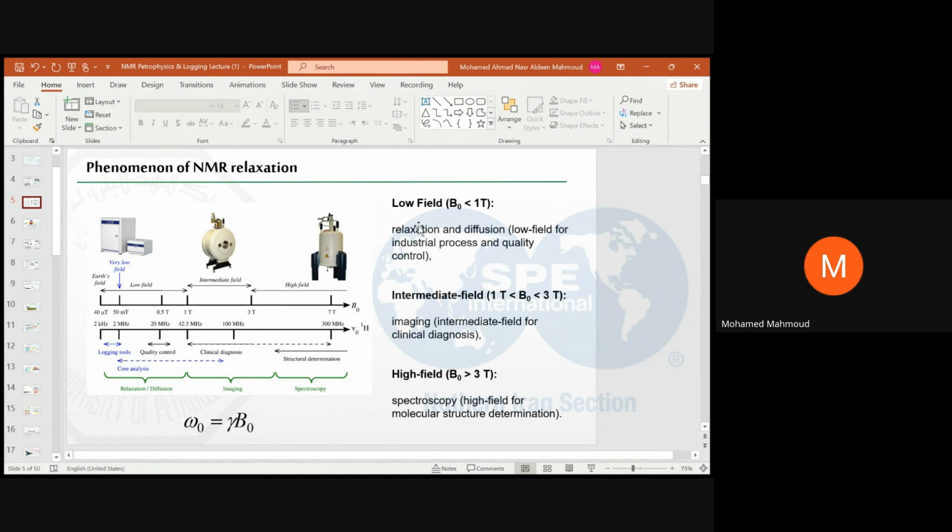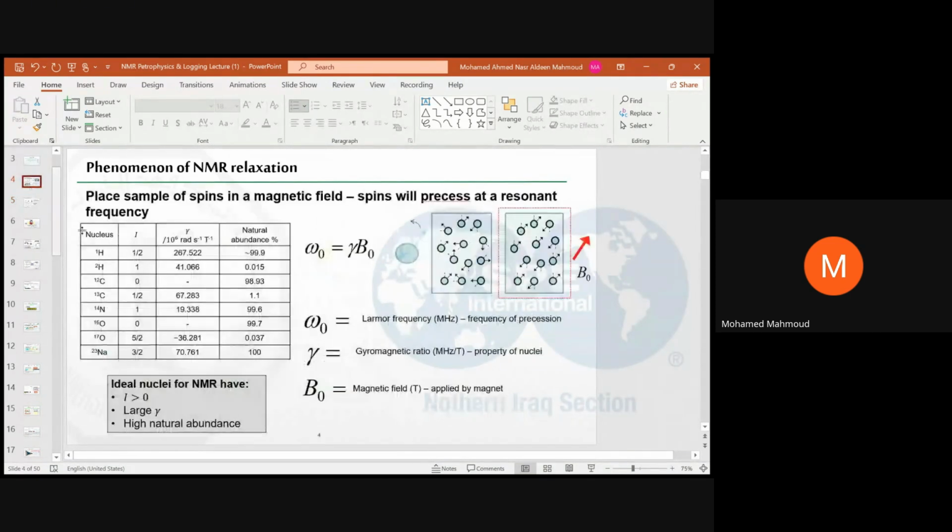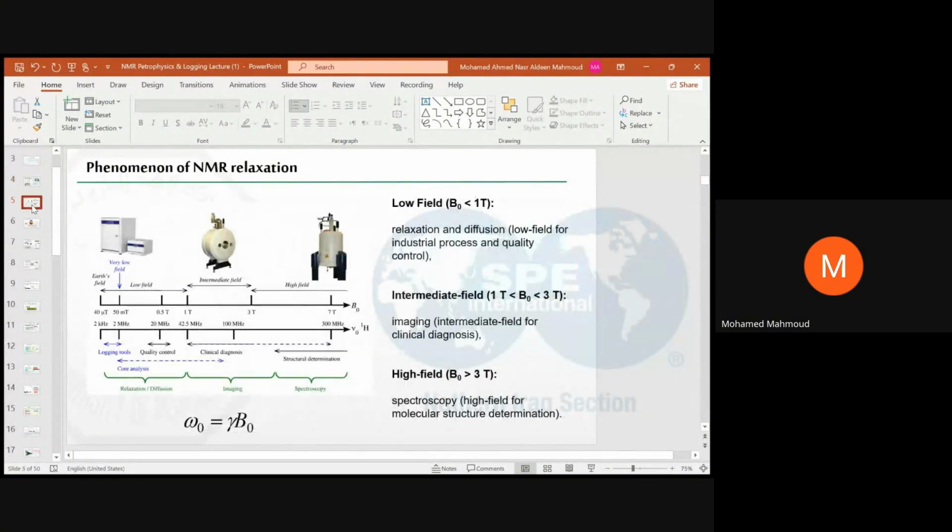So in addition to the spin number, the gyromagnetic ratio and the natural abundance, the magnetic field also affects the application of NMR. For example, in the lab and field for NMR applications in oil and gas, we are talking about a very small magnetic field, like 40 microtesla, 50 microtesla, or even 0.1 Tesla. This is for the logging tool application. For core analysis in the lab, we have a wide range that can reach up to 3 Tesla.